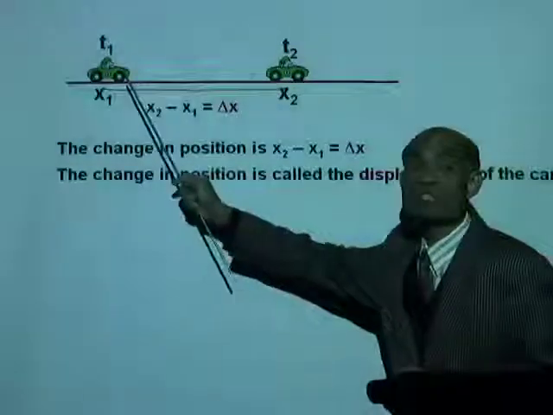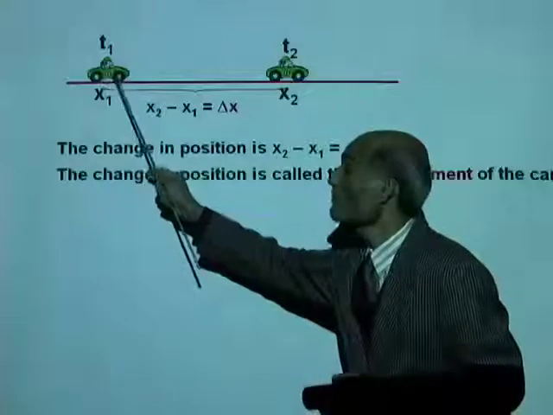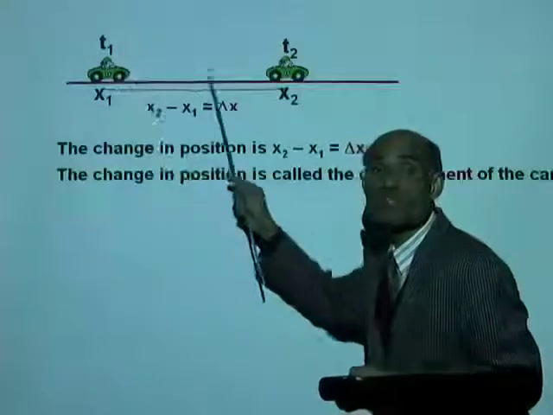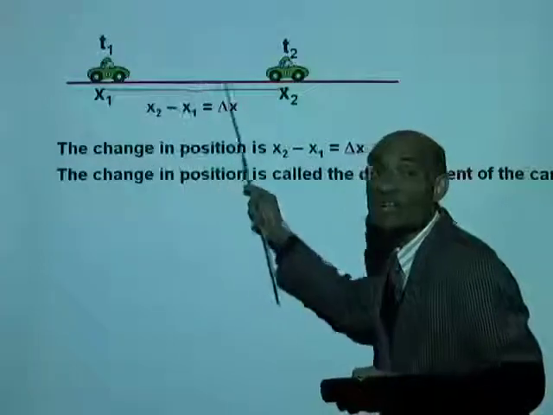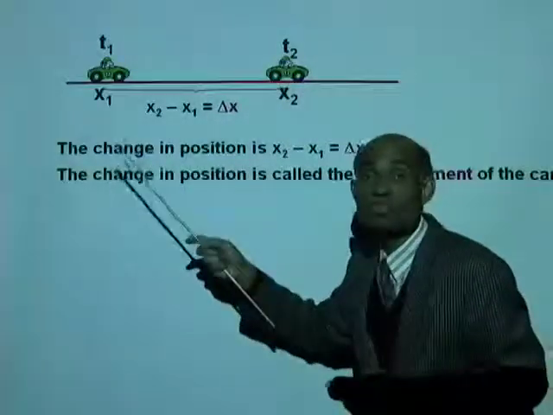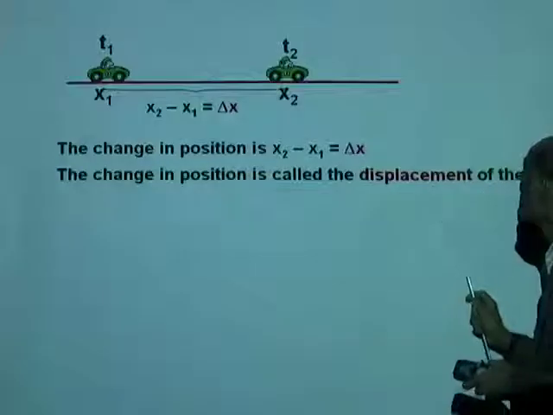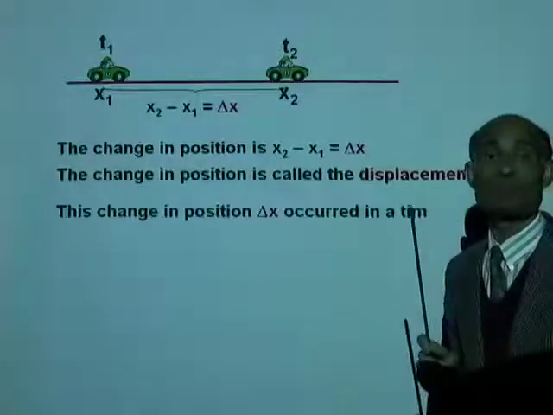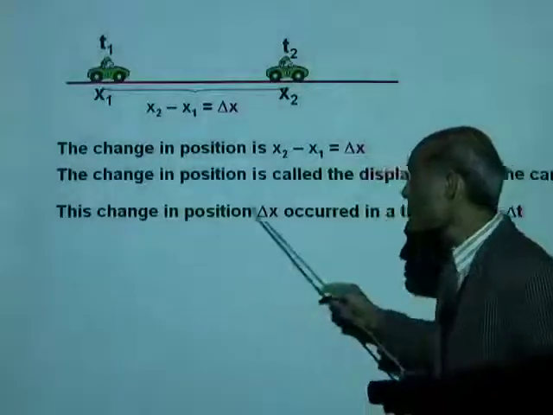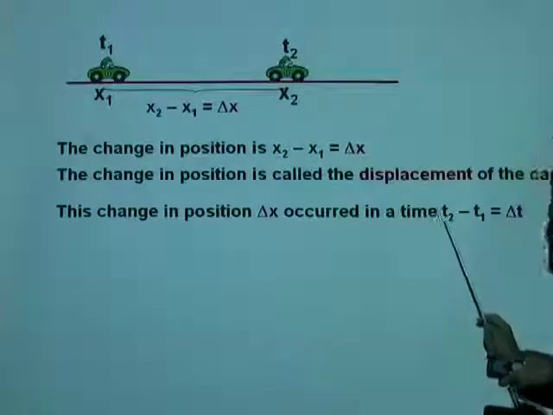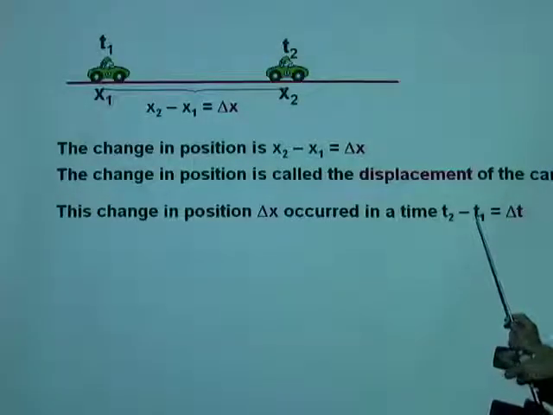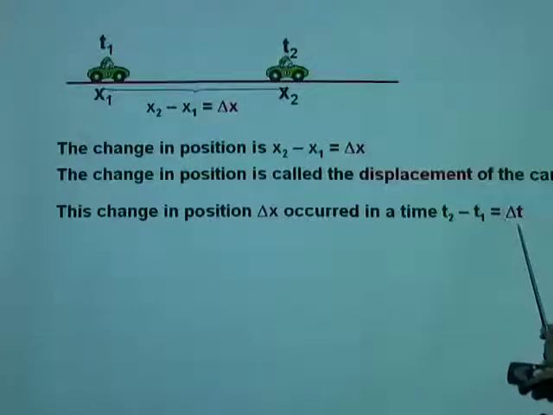You see, the object got displaced from the initial position to its final position. So this delta x, the change in position, is called the displacement of the car. This change in position delta x occurred in a time interval t2 minus t1, and we will represent that by delta t.